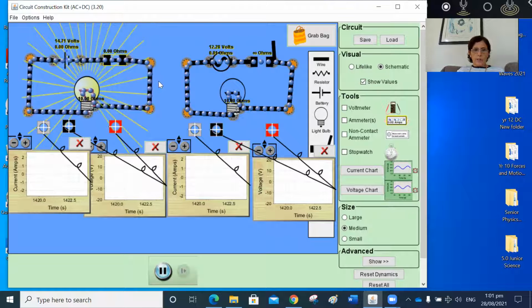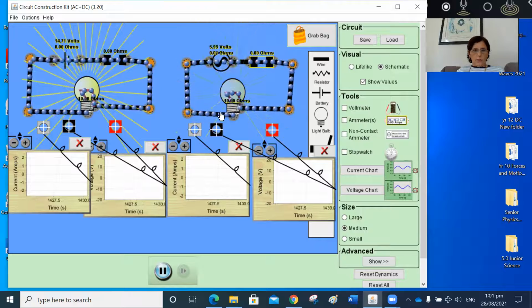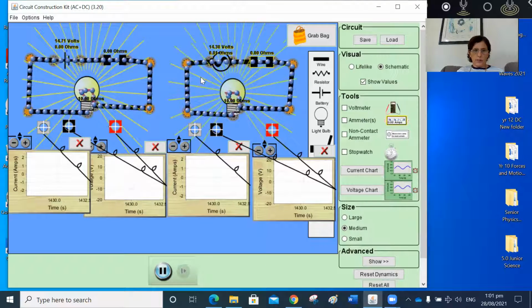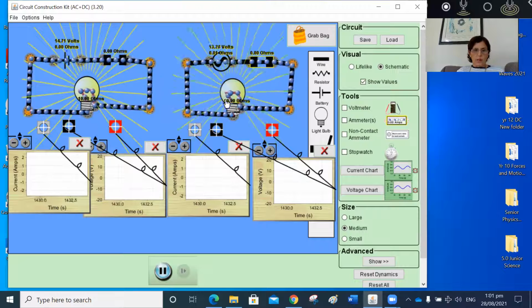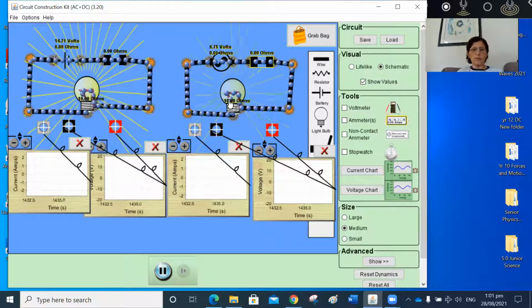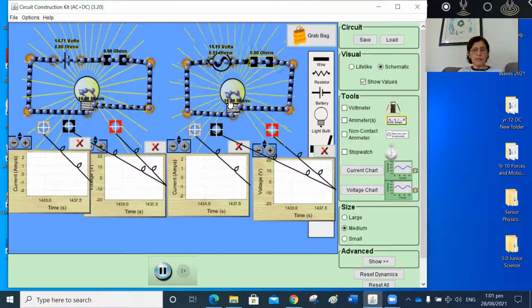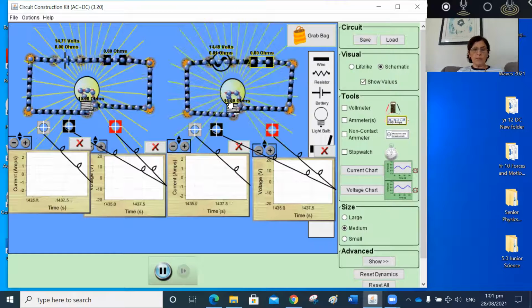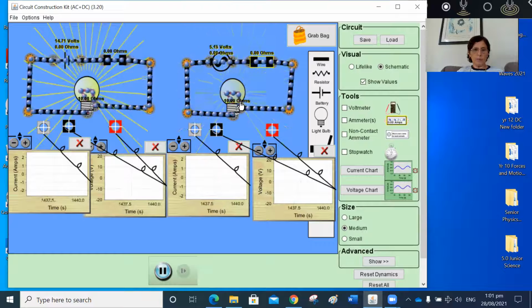And let's see what happens when we close the switch in an AC circuit. As you can see, the charges are moving, not in one direction, but back and forth. And the lamp is flashing because sometimes the current is becoming maximum and sometimes it is becoming minimum. So it only lights up when there is maximum current and maximum voltage across the lamp.